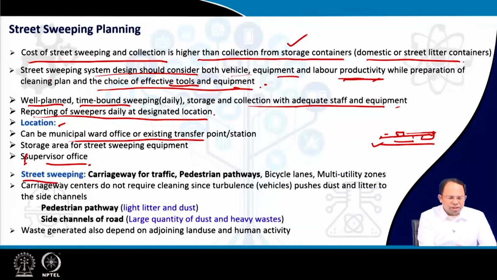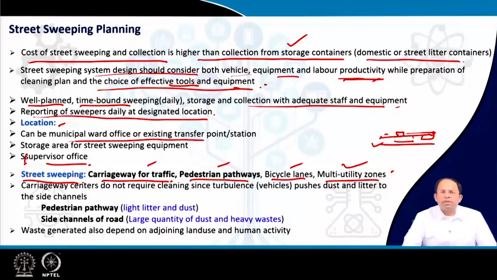Now, when we talk about street sweeping, streets are of different types. It could be a carriageway for traffic, a pedestrian pathway, a bicycle lane, or a multi-utility zone. Multi-utility zones are parts of the footpath where the footpath is large and we can have other things, maybe some eating shops from where you can buy food materials, or fast food shops, or maybe a small plaza kind of area. So all this is part of the multi-utility zone. Similarly, bicycle lanes, pedestrian pathways, carriageway. These are all different parts of the road section which need to be cleaned.